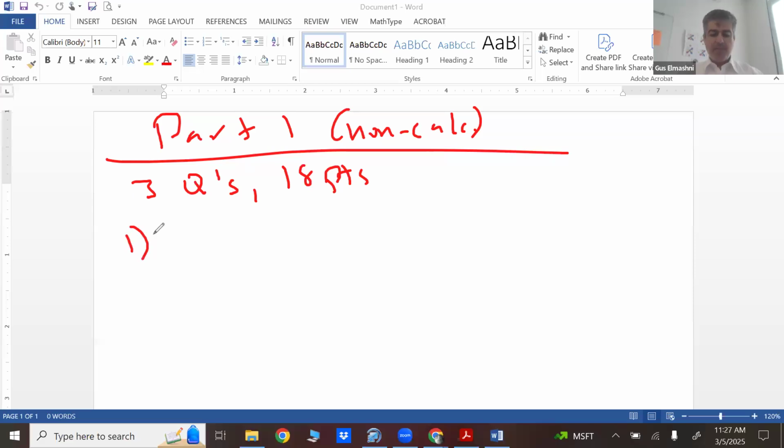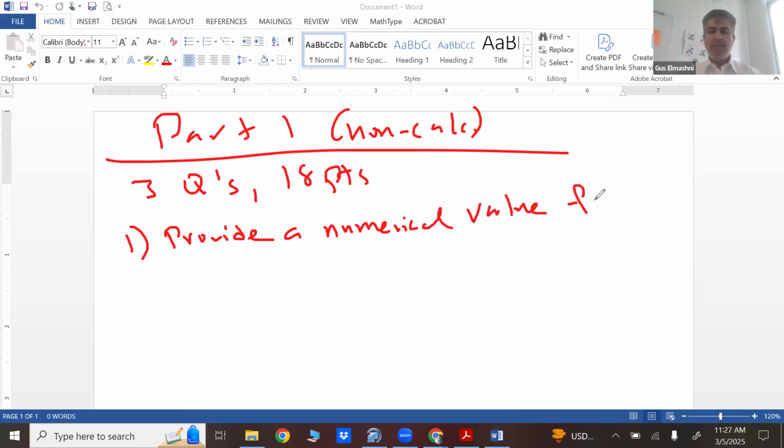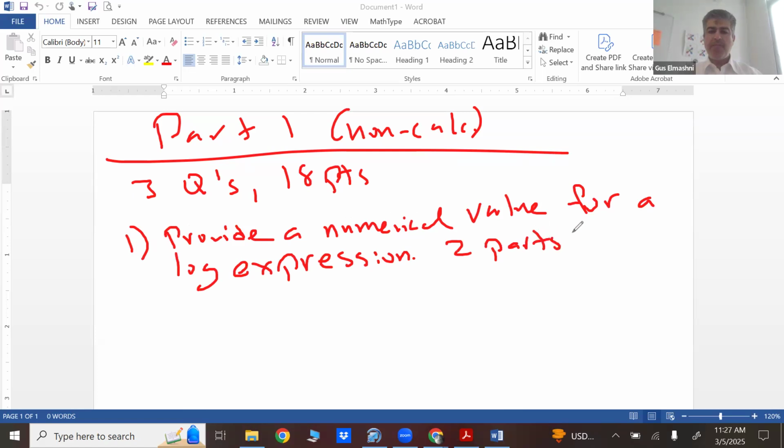Number 1 will be provide a numerical value for a log expression. I'll provide an example, don't worry. And there'll be 2 parts. Each part 3 points. Okay, I'm being incredibly transparent here. So I'll give you an example.